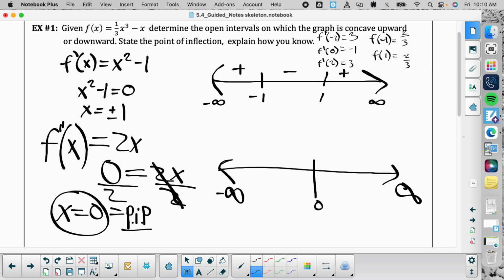You're going to choose a test number in each section. And so next to that number, you should not just write a random number. That number is specifically going to be used somewhere, so we write that. So where are we going to put that number? Oh, perfect. That's what I was trying to get at. So f double prime of -1 and f double prime of 1.